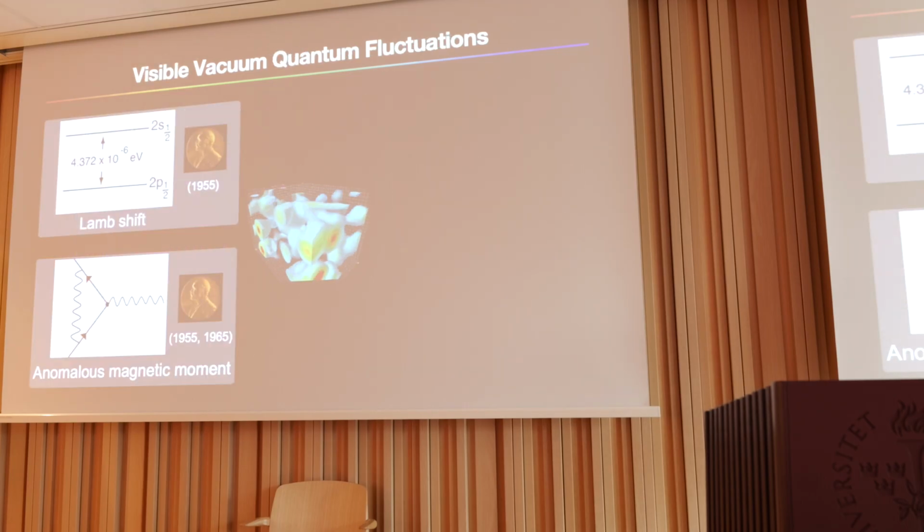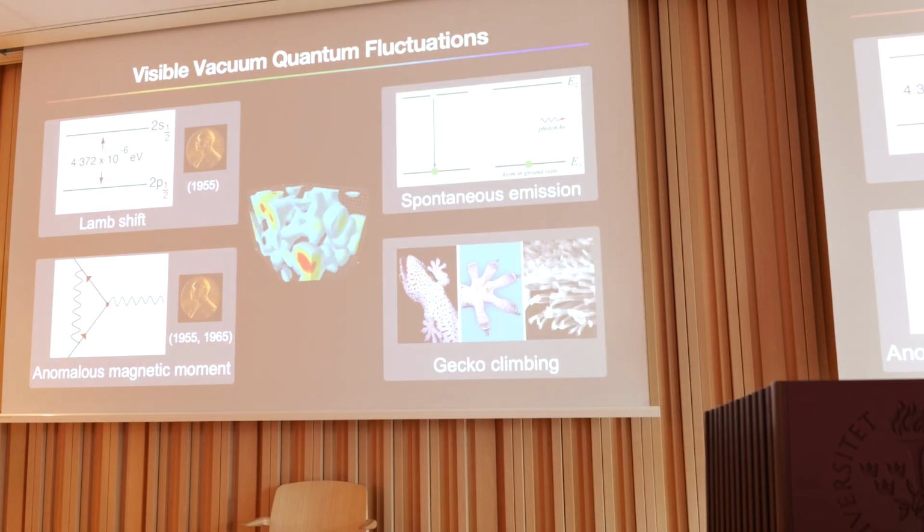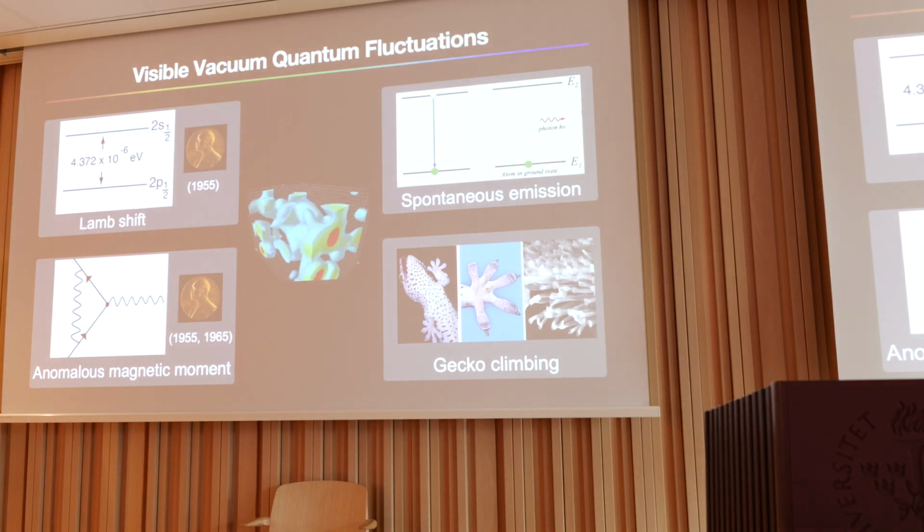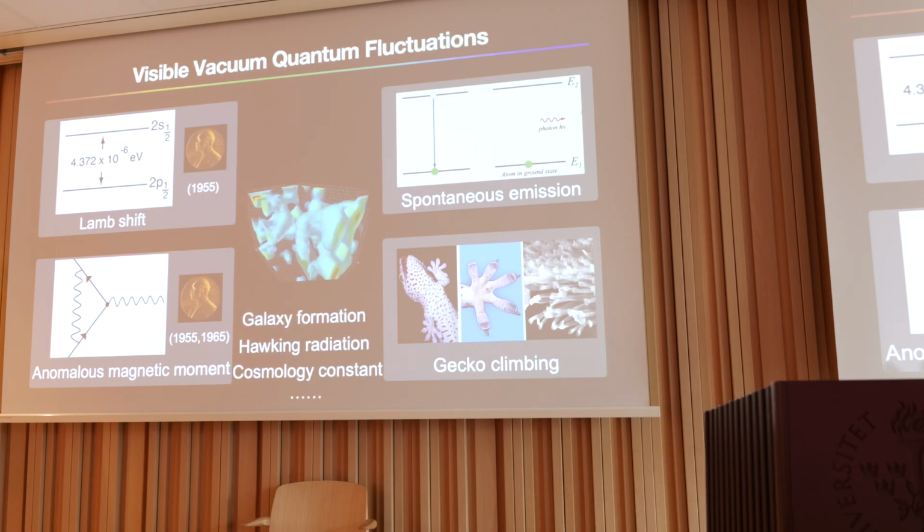For example, the Lamb shift, which you all know gave birth to quantum QED, and the anomalous magnetic moment also come from the quantum fluctuations. Spontaneous emission also comes from quantum fluctuations. For instance, if an electron is in an eigenstate, the eigenstate's lifetime would be infinite, but it's not. The electron is not isolated. It's interacting with quantum fluctuations in the vacuum, so the level has some broadness, and that's why it has a finite lifetime. And the gecko climbing, why a gecko can climb on the wall, is because of the van der Waals force, which also comes from the quantum fluctuations of the vacuum. Galaxy formation, Hawking radiation, and the cosmological constant are also related to vacuum quantum fluctuations.